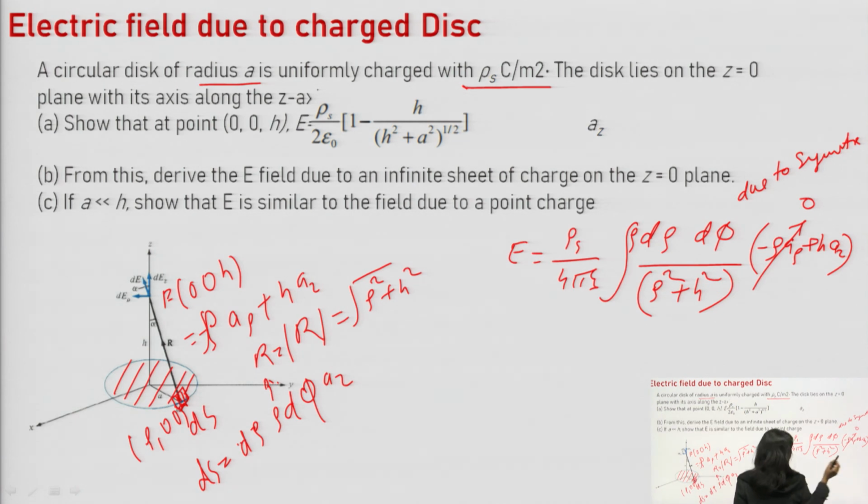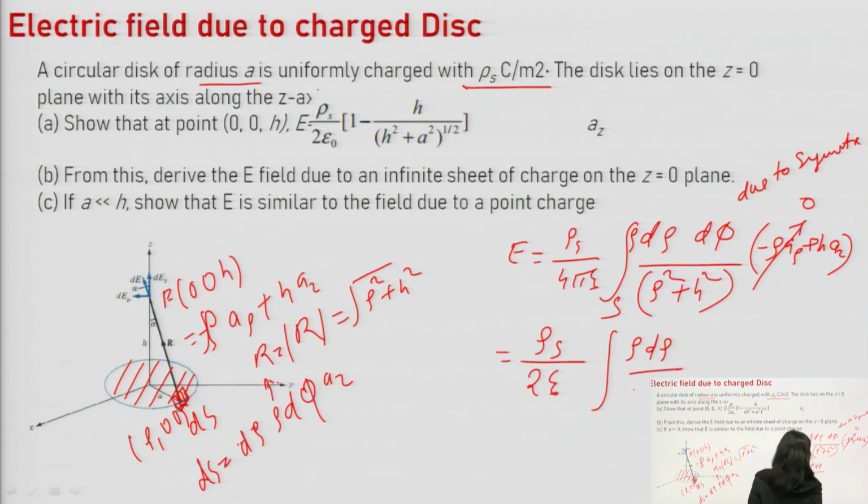Now this is the surface integration, so integration of phi will give 2 pi, so we will write here rho s pi. 2 pi will cancel out from this 4 pi, so it will give 2 epsilon is equal to rho d rho by rho square plus h square h a z. Again the same thing which we have done previously will be applicable here also.